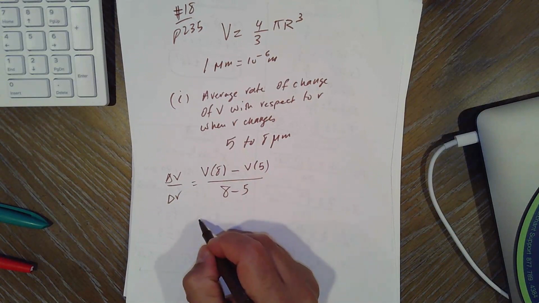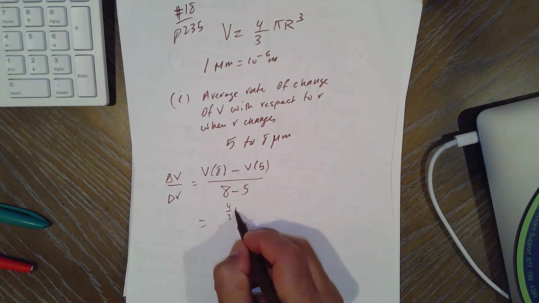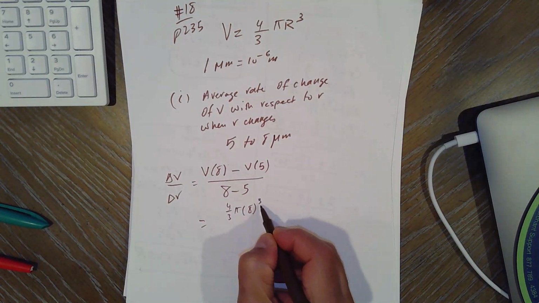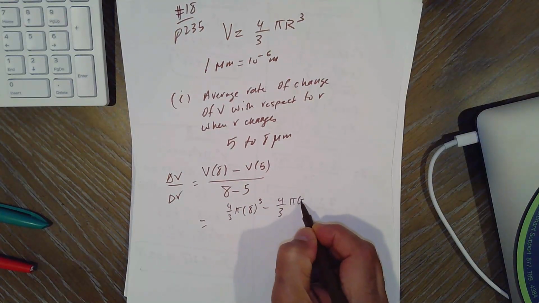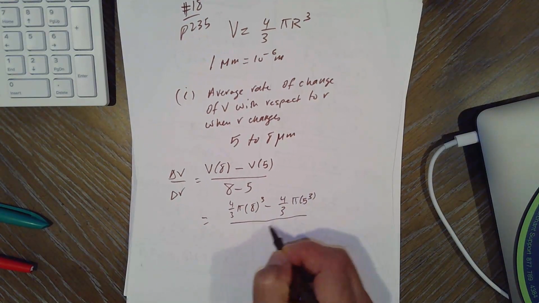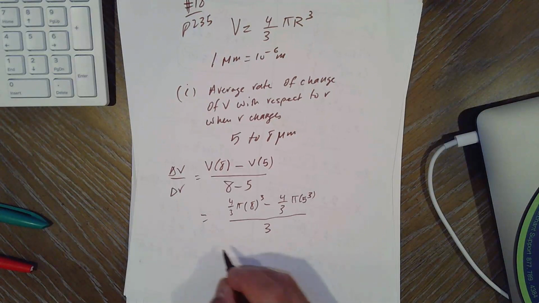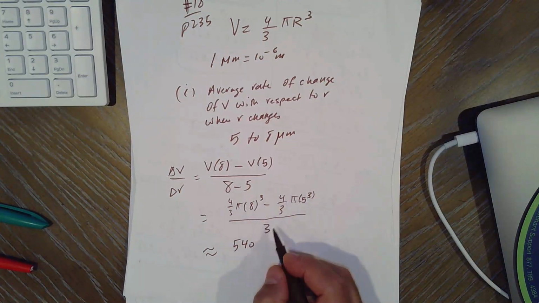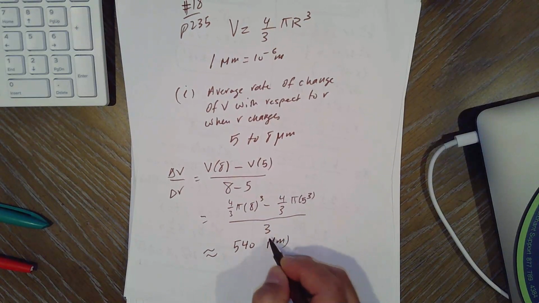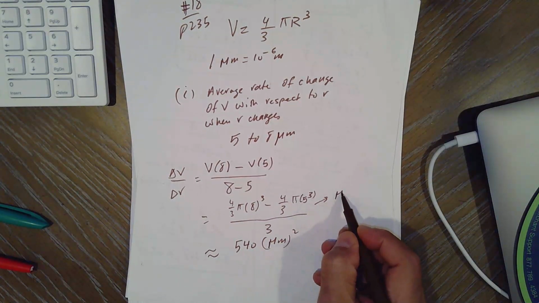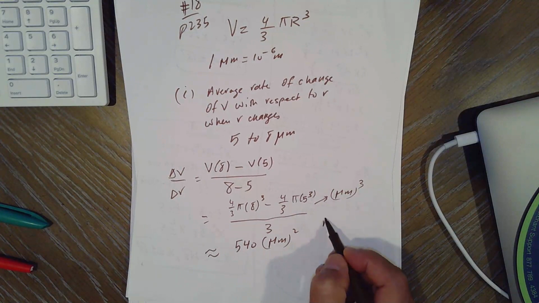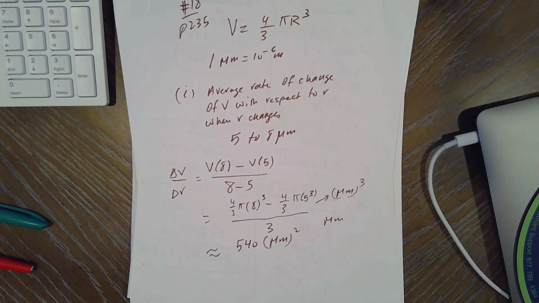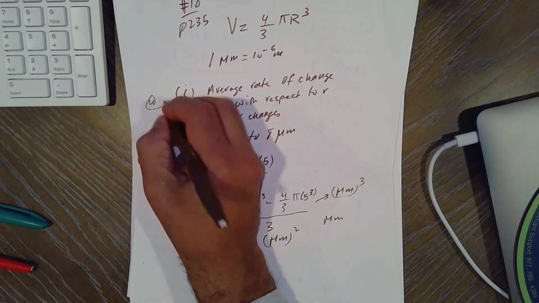So we'll just put the numbers in there: 4/3 pi 8 cubed minus 4/3 pi 5 cubed, over 8 minus 5, which is 3. If you do the math, it's roughly 540 micrometers squared. Why squared? Because on top you have micrometers cubed, it's a volume, and on the bottom this is micrometers, so you get micrometers squared. Okay, that's part A. Part B.